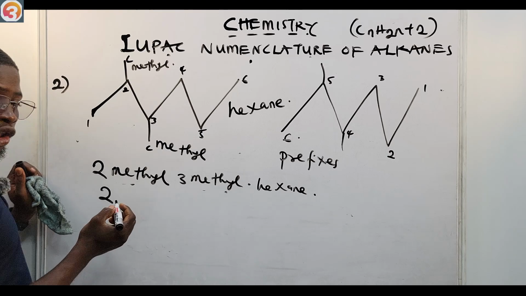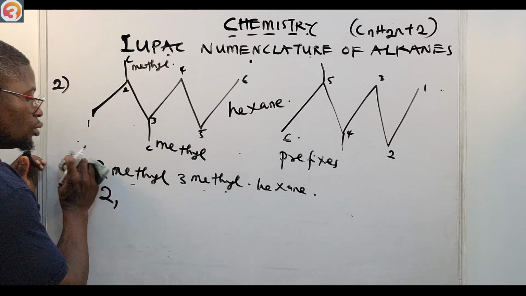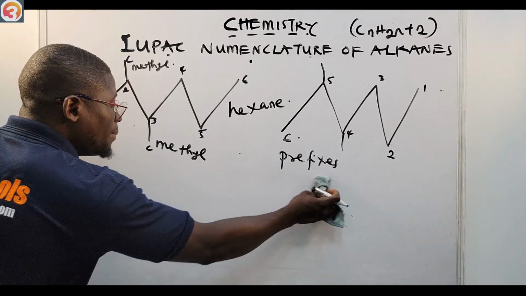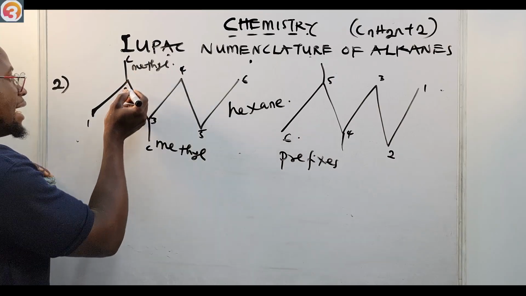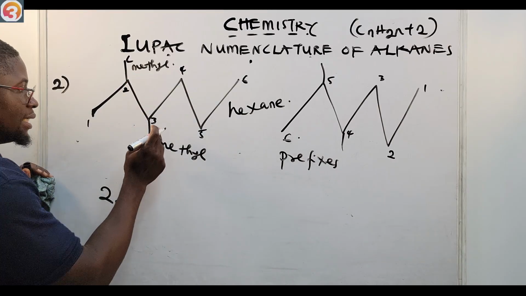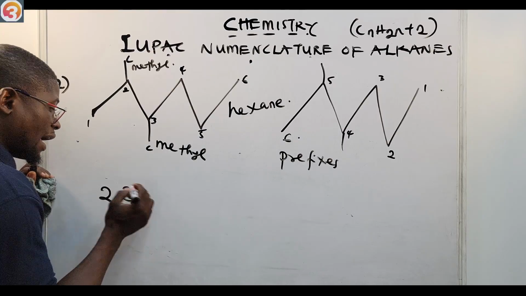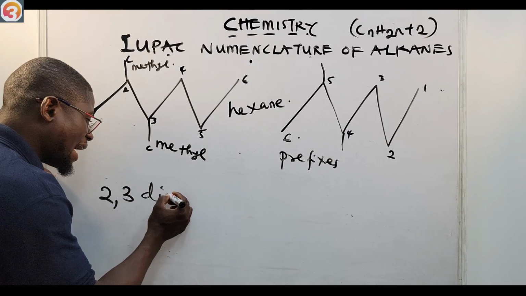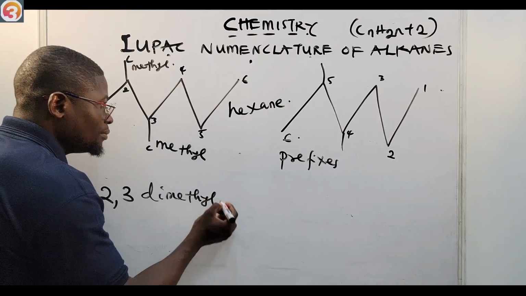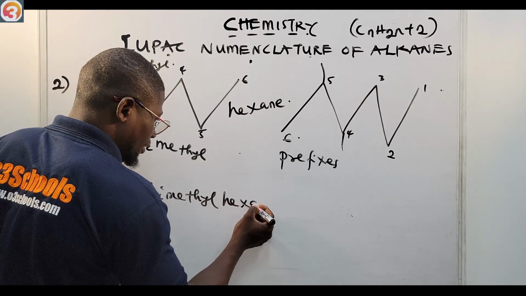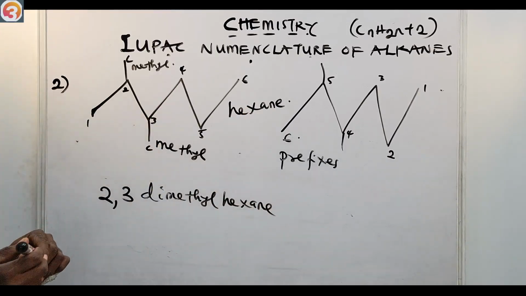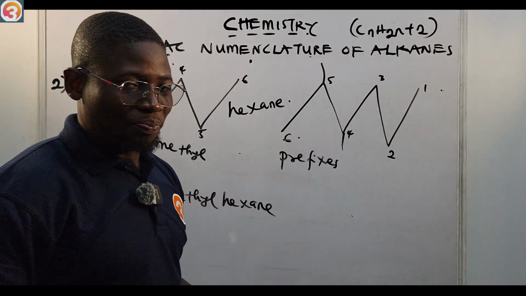So the correct naming here will be: 2, you use what? A comma, to separate numbers from numbers. The first methyl is on the second carbon, so 2. Then the second methyl is on the third carbon, so 2,3. How many methyl groups do we have? Dimethyl, then hexane. So this becomes very, very easy.